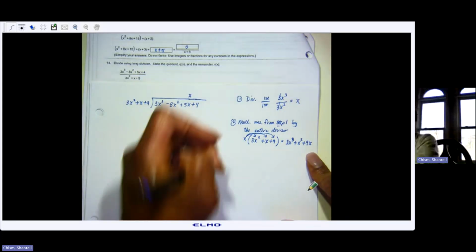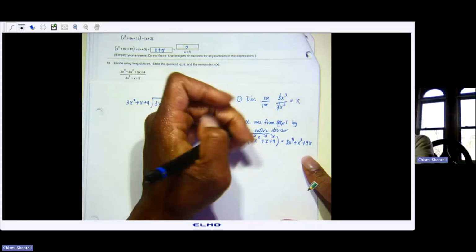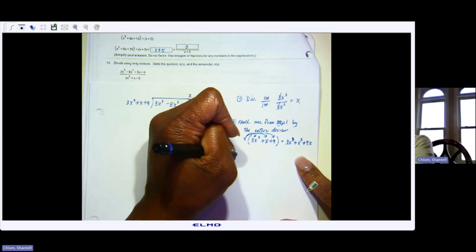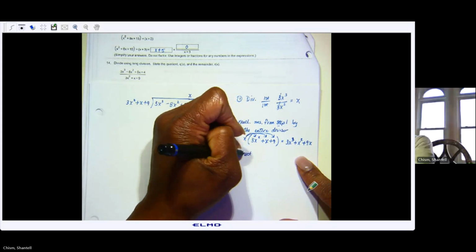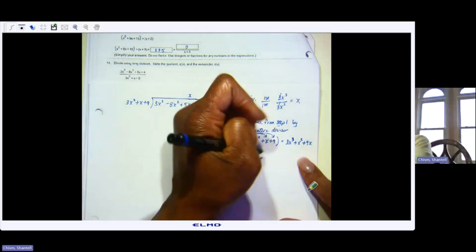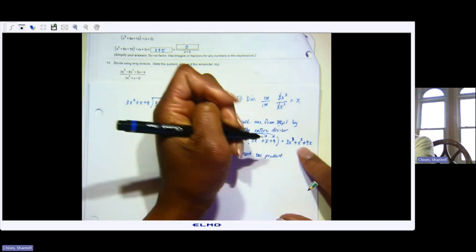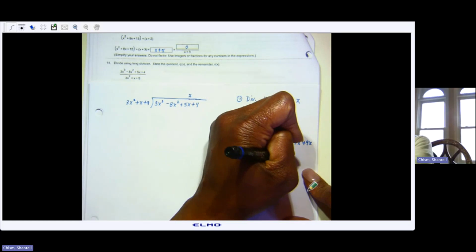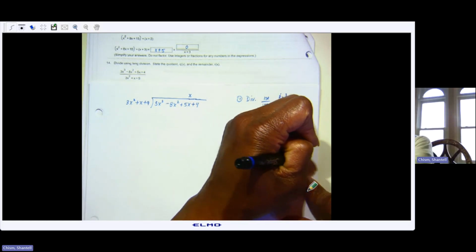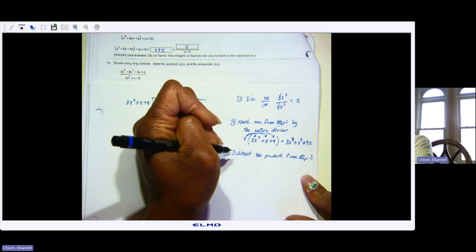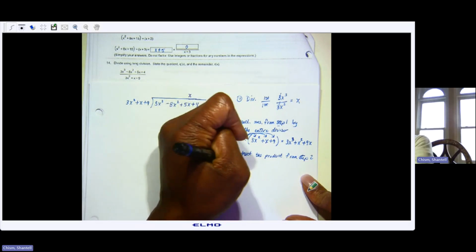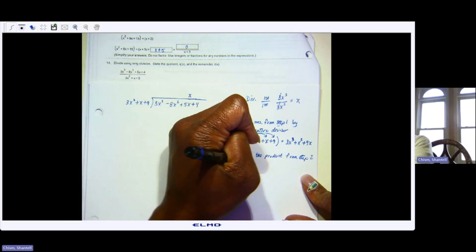Okay? Step number 3, I'm going to take the product that I just found from step 2 and subtract it from the dividend.